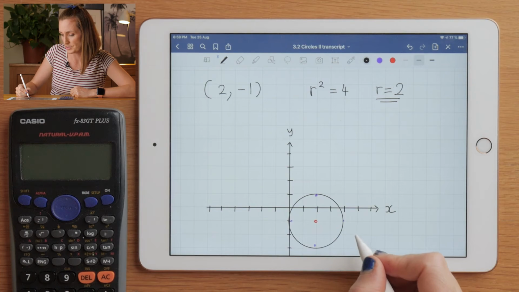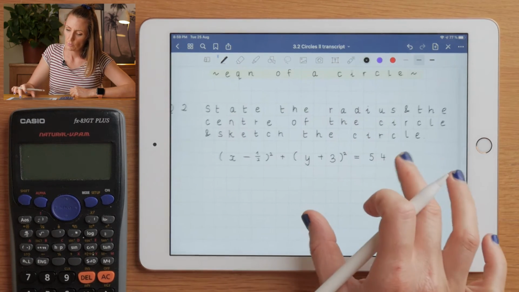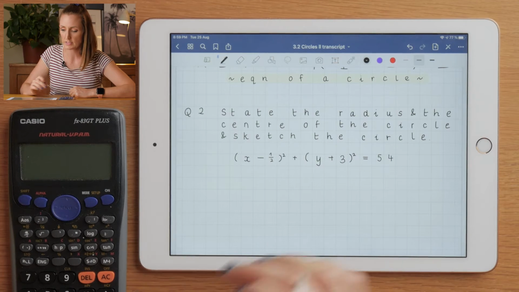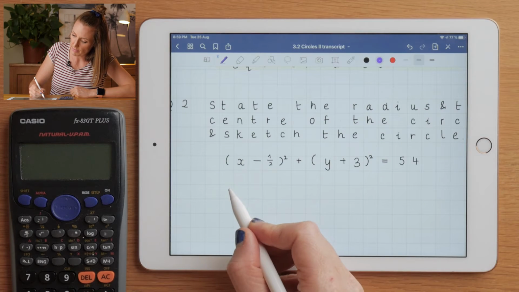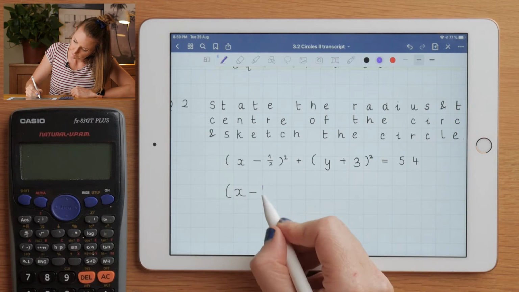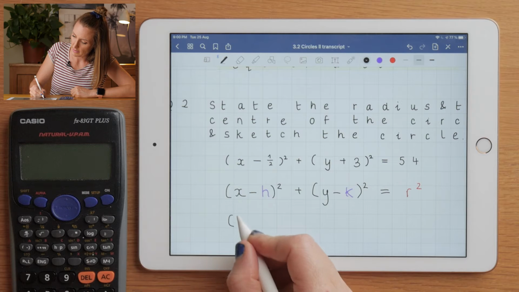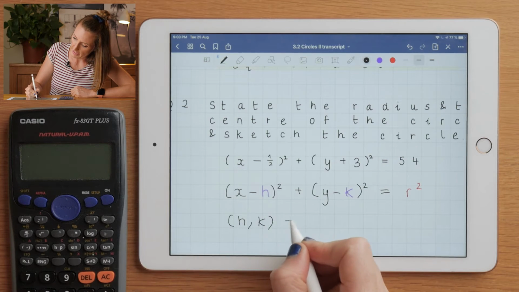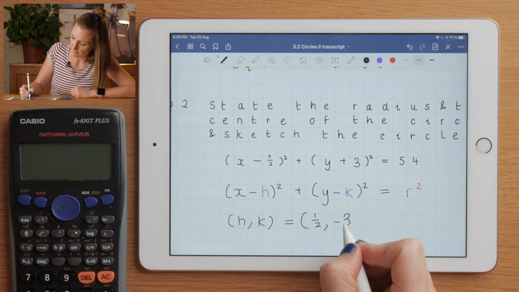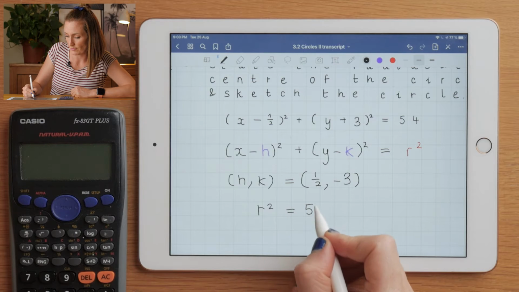You can write down your equation as well if you want. Let's have a look at another example. We've been asked once again to state the radius and the center of the circle and do a quick sketch. So applying the same method as before, we compare it to the formula. And we can see that (h, k) must be (1/2, -3). And we're told that r squared is equal to 54.